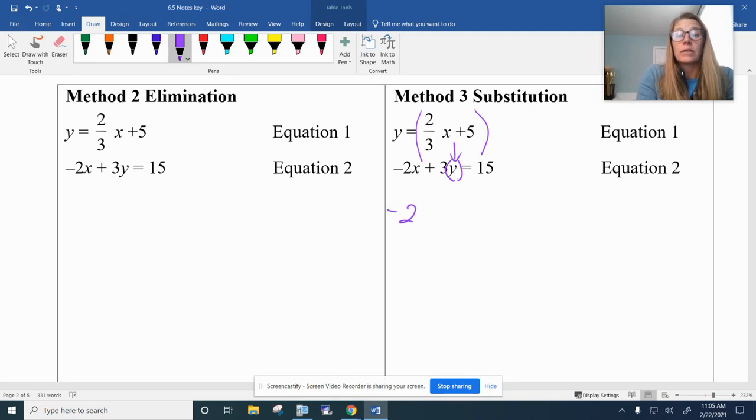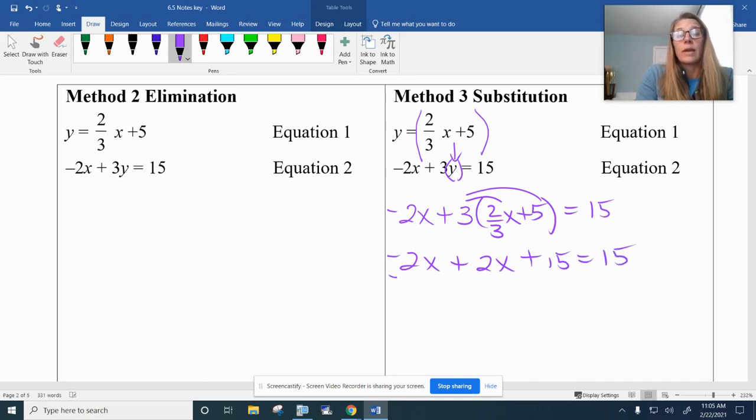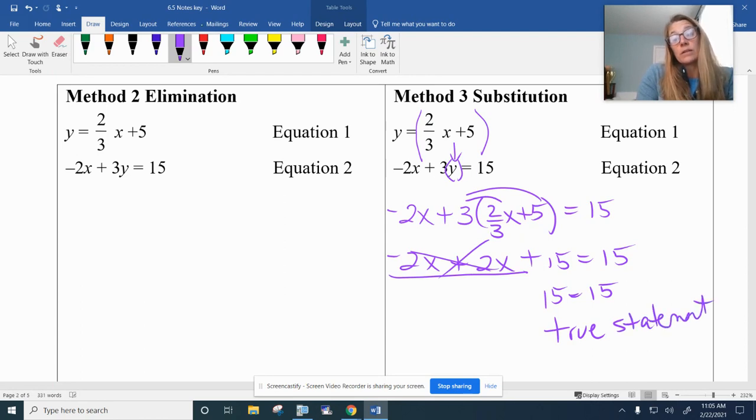So all I have to do is negative 2x plus 3. Then in my parentheses, I can put in my 2/3 x plus 5 equals 15. When I distribute, the 3 times 2/3, the 3's cancel. 3 times 5 is 15. And you'll notice my x's cancel here, and I'm left with 15 equals 15. This is a true statement because 15 does equal 15. So that means infinitely many solutions.